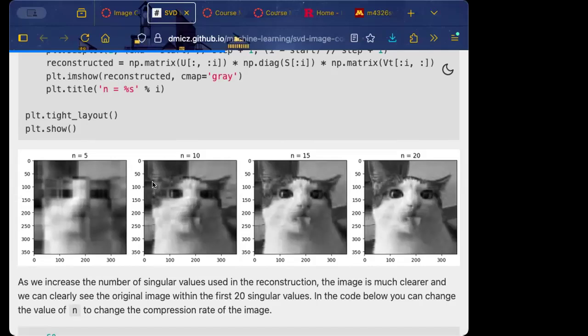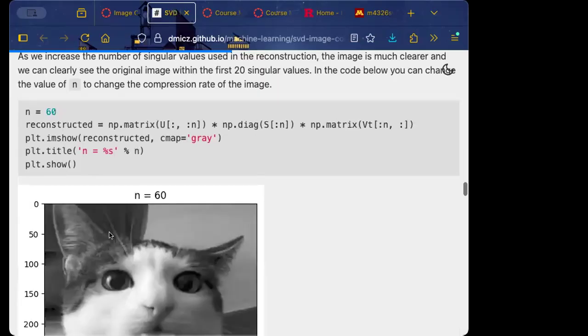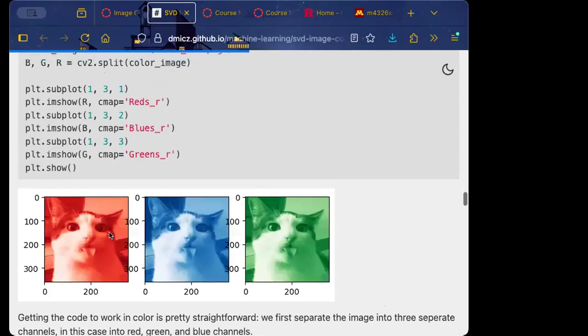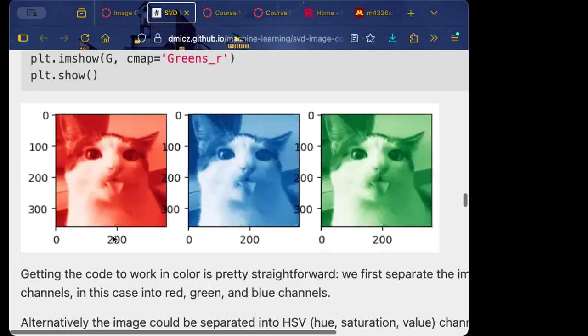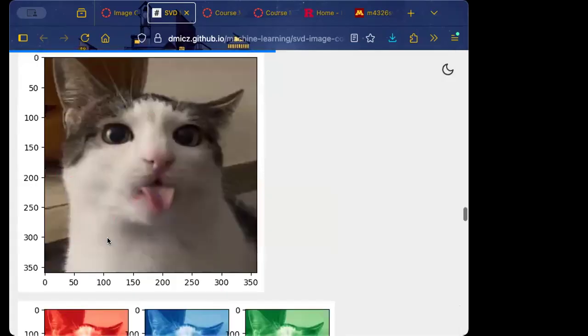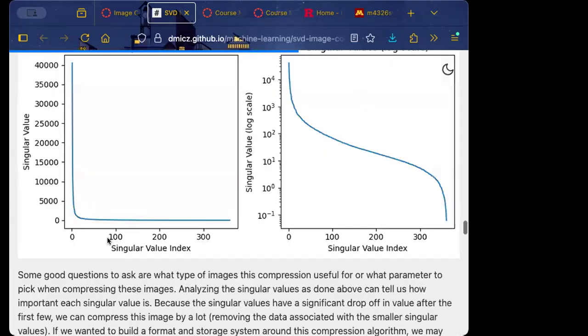The last thing this website discusses is that in the case of color images, you apply it to RGB: you break the image into 3 matrices and apply SVD to each of those, for a combination of the colors, which is what they're discussing here.